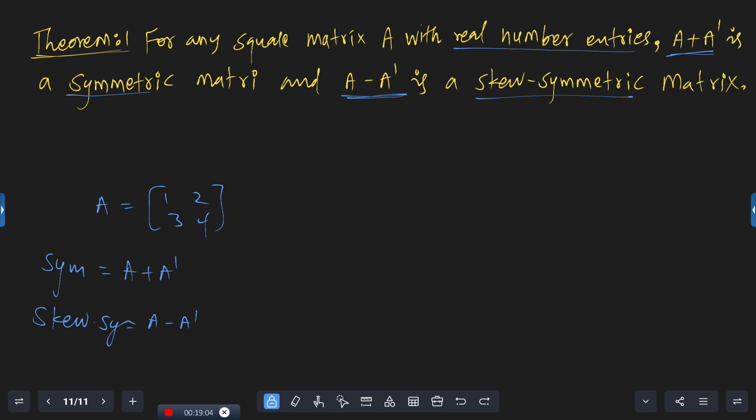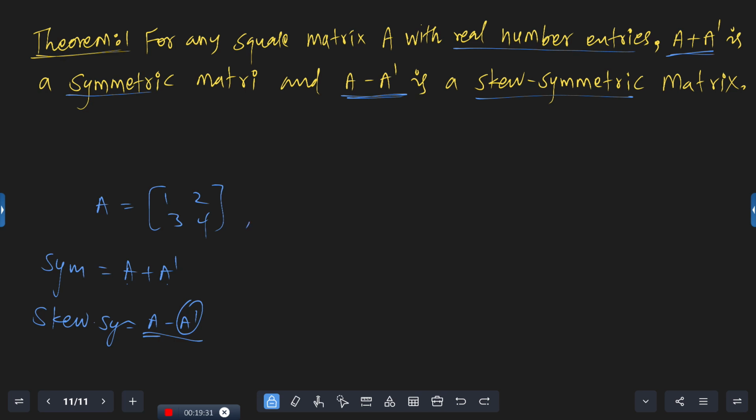Listen, how is theorem 1 going to be used? They will give A and ask to find a symmetric matrix. You have to find A dash separately, then add A dash. Then you will get the symmetric matrix. Like that, we find A dash separately, then subtract A dash from A. Whatever answer you get will surely be skew symmetric. Means the diagonal you will surely get as 0.